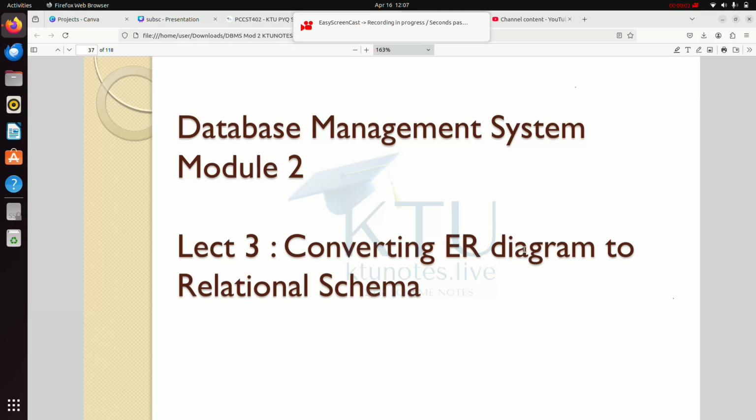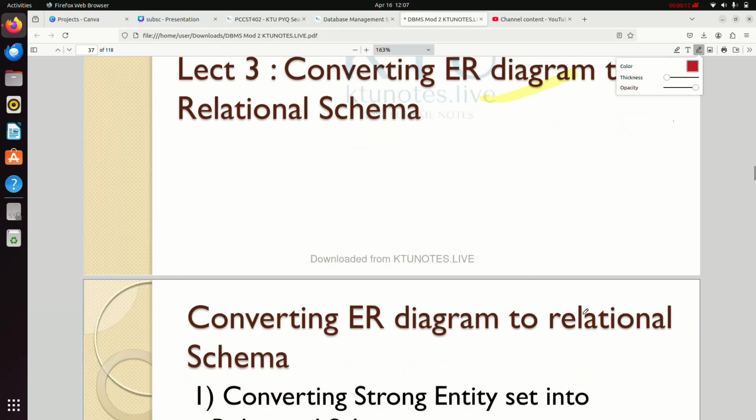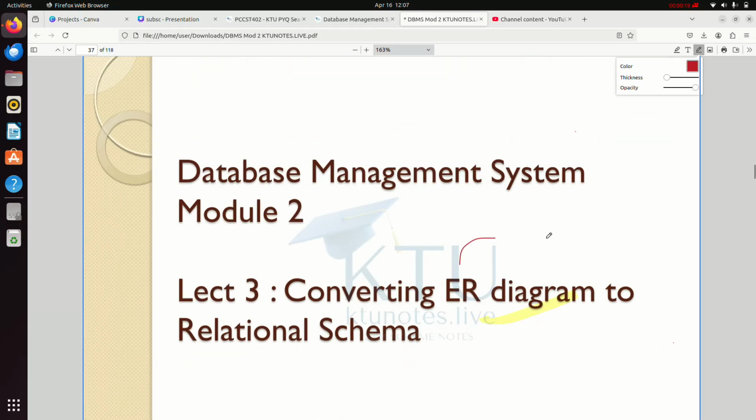Hey guys, welcome to part 3 of database management system, and here we will be converting the ER diagram to relational schema. That's what we're going to do here. For that you have to understand how to draw the ER diagram very clearly. That is, you have to understand module 1 very clearly for this concept.